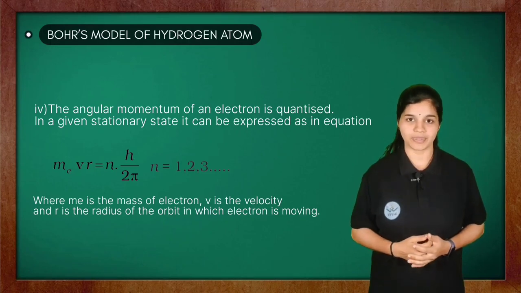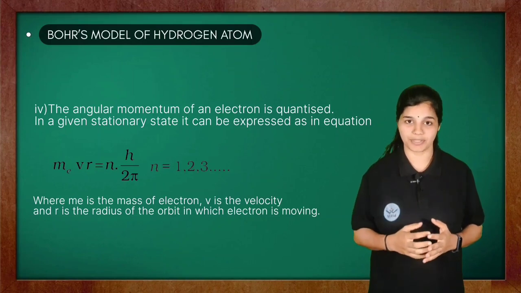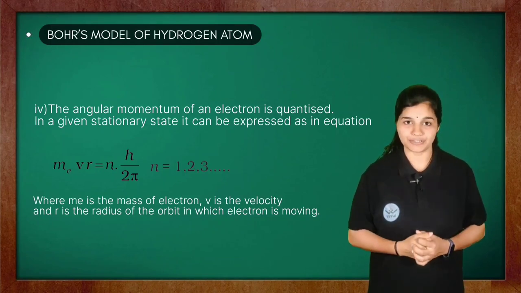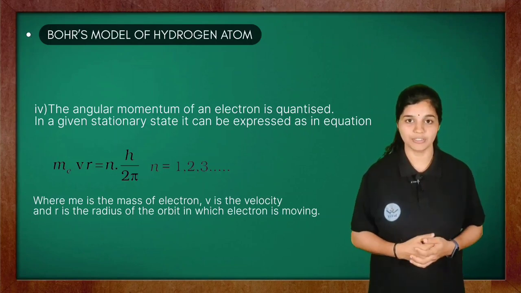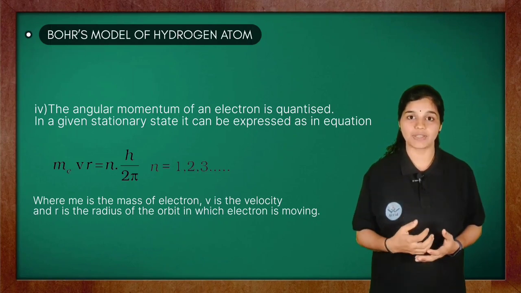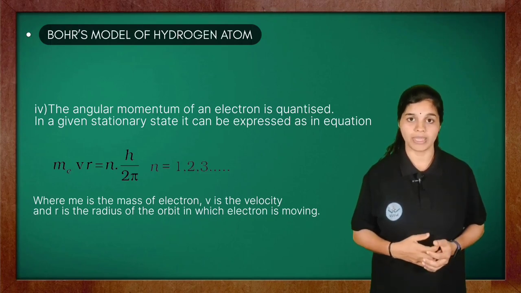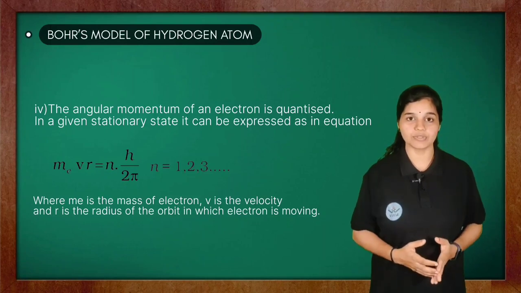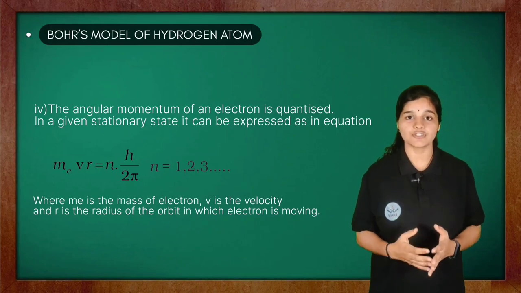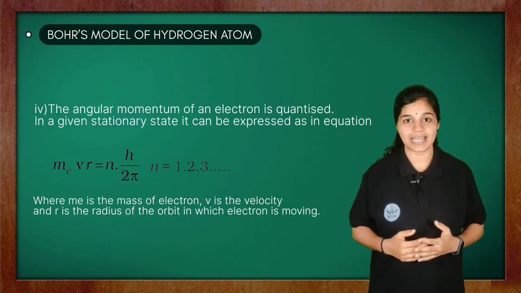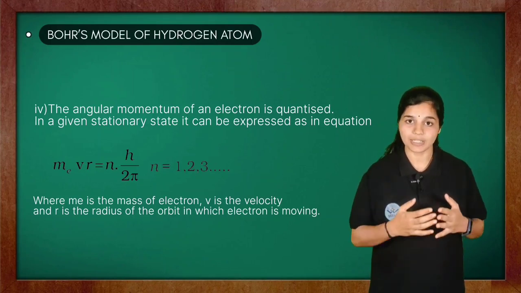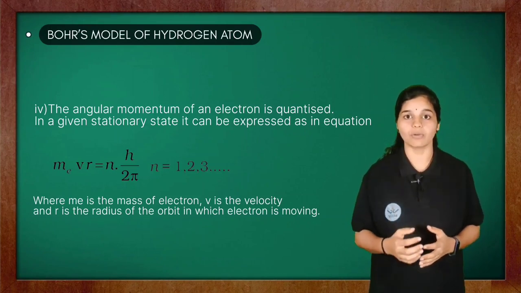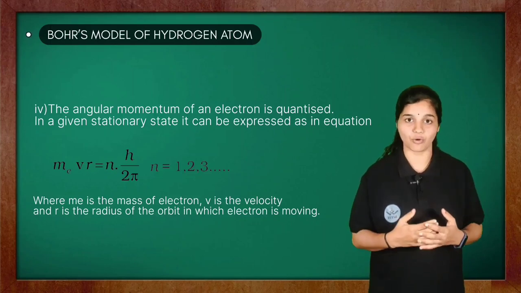The electron is moving in circular orbits. We know anything that is under motion is said to possess momentum. Similarly, the electron moving in a circular orbit possesses angular momentum. The angular momentum of an electron in a given stationary state is given by the expression m_e v r equals n h divided by 2 pi, where m_e is the mass of the electron, v is the velocity of the electron, and r is the radius of the circular orbit. n is a positive integer and can take the values 1, 2, 3 and so on. Thus, an electron can move only in those orbits in which the angular momentum is an integral multiple of h by 2 pi. In other words, angular momentum is quantized. Therefore, the electrons have only certain fixed orbits through which they can revolve around the nucleus.